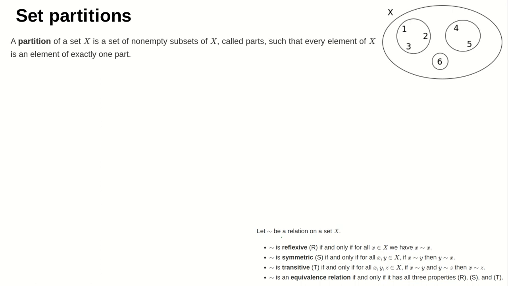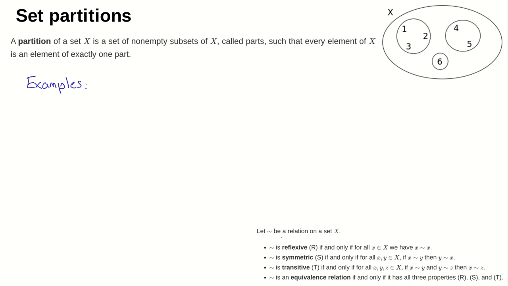So a partition, or a set partition, of a set X is a set of non-empty subsets of X, called the parts of the partition, which have the property that every element of X belongs to exactly one part. Now, like a lot of complicated definitions, this is a lot easier to understand when we see some examples. So let's begin just with a few example set partitions.